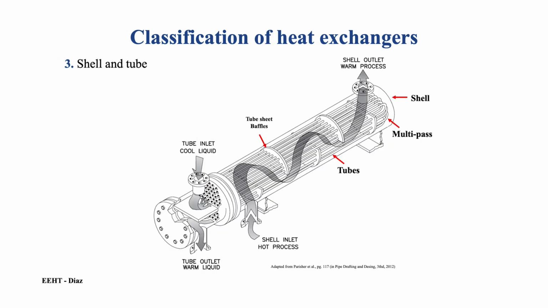The final classification is a shell and tube heat exchanger, which is a more complex system that consists of a larger vessel, also known as a shell, which contains a relatively large number of tubes. In today's lab, we will focus on configuration 1, the concentric and parallel flow heat exchangers.